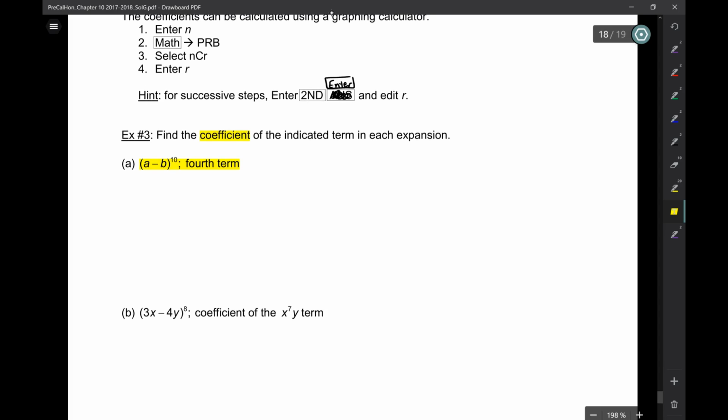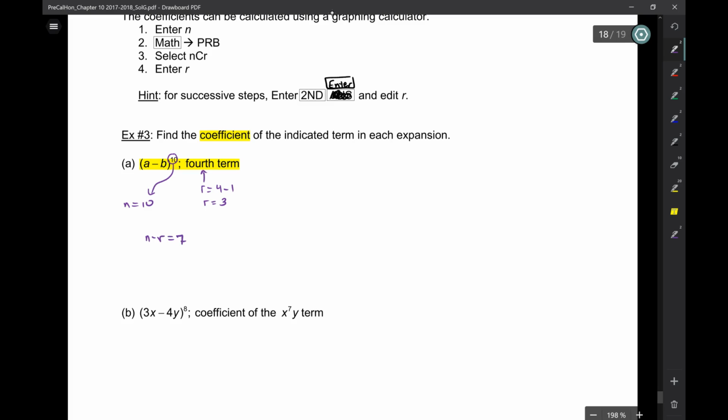If it's the 4th term, then r is equal to 4 minus 1, 3, right? Because r is the exponent. For the 4th term, it's 0, 1, 2, 3. And then how much is n? n is 10. Okay? So n minus r is equal to 7.